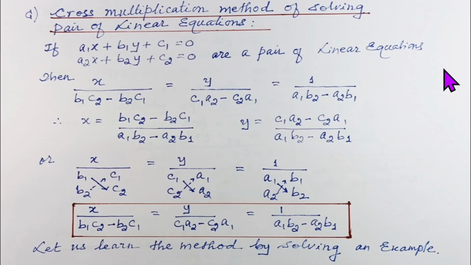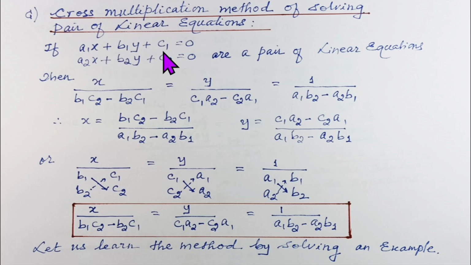Now the third method is the cross multiplication method of solving a pair of linear equations. If we are given a1x plus b1y plus c1 equal to 0 and a2x plus b2y plus c2 equal to 0 as a pair of linear equations, then we have to find three ratios: the ratio of x, the ratio of y, and the ratio of 1.